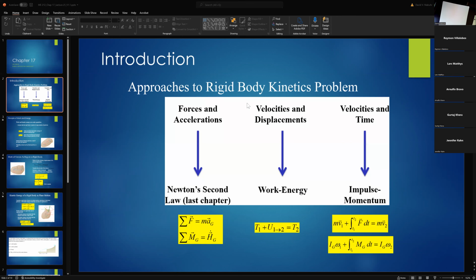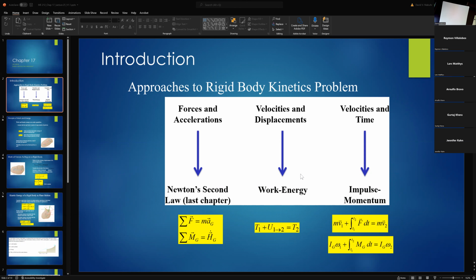Okay, so when we look at the past, you notice how we just finished up in chapter 16 with forces and accelerations. That was looking at rigid bodies, where we're looking at the mass times acceleration of the center of gravity, and also the sum of the moments equal to the change in the angular momentum. And now with work and energy, it's the same idea, T1 plus U1 to 2 equals T2. There's nothing new in it.